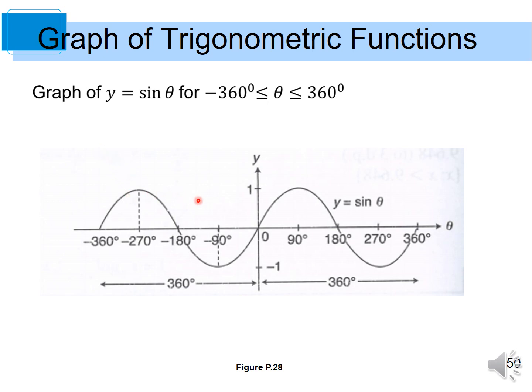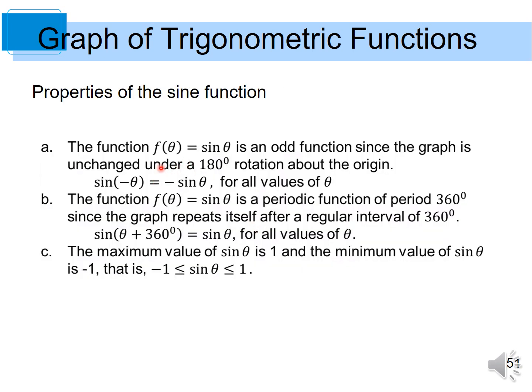This is a sine theta graph for the domain between negative 360 degree and positive 360 degree. Based on the graph, you can see the range is from negative 1 to positive 1. And this is what the curved sine graph looks like. Sine function is an odd function since the graph is unchanged under a 180 degree rotation about the origin. You can verify this function by using this method.